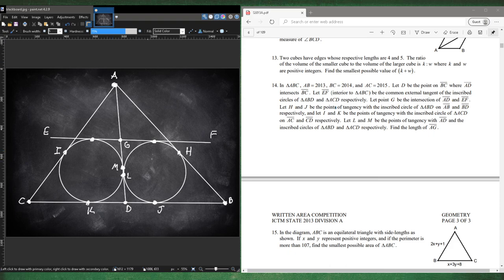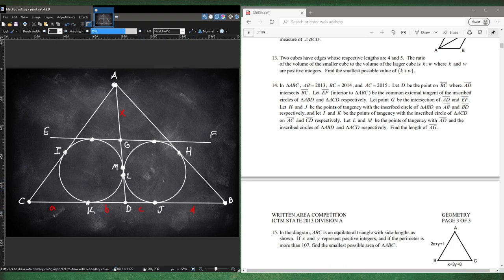Okay, so find AG, so we need to find this length. Let's just label this as, I don't know, X. And now we're going to label all these bottom points, so this is X, and we'll call these A, B, C, and D.